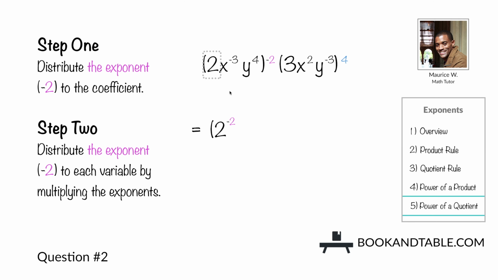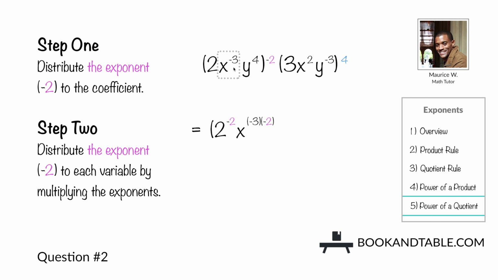Step 1, distribute the exponent negative 2 to the coefficient 2. So that gives us 2 to the negative 2. Since that's negative, we'll leave that there until we make it positive. Step 2, distribute the exponent negative 2 to each variable by multiplying the exponents. That's each variable inside this pair of parentheses, not all of them.